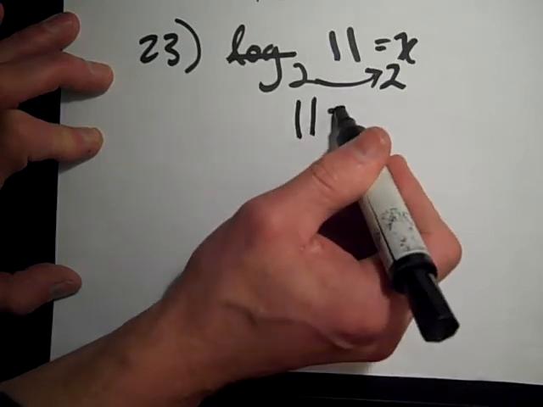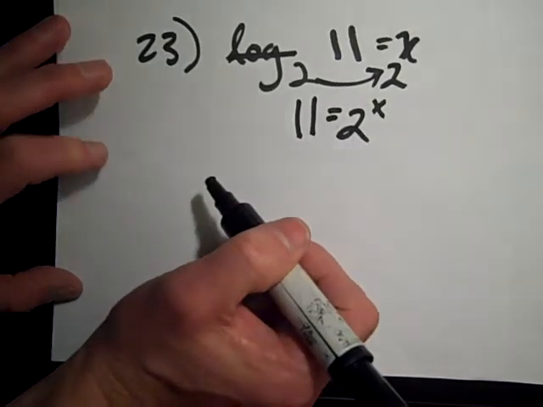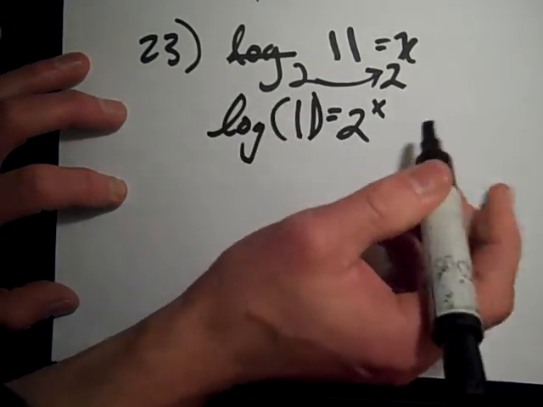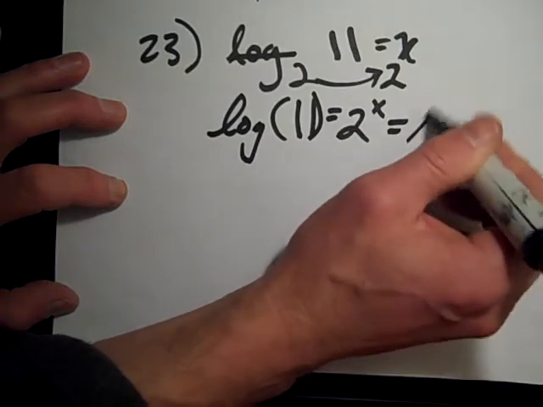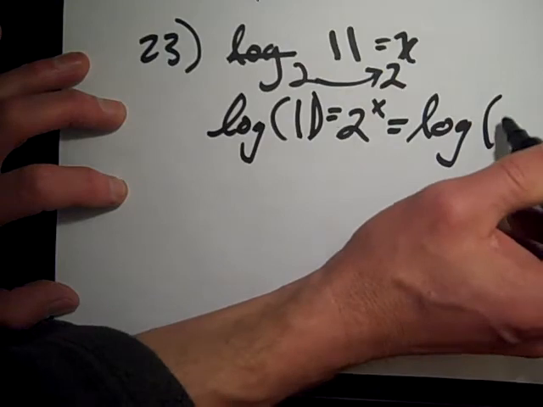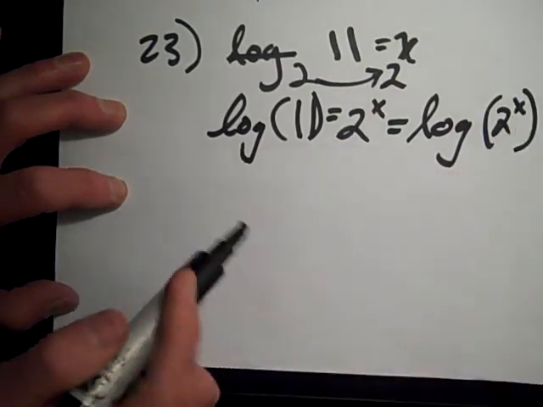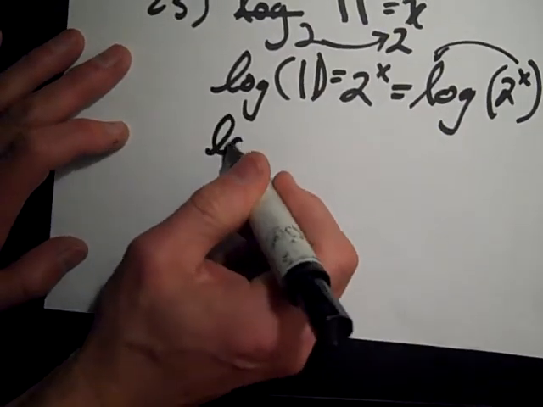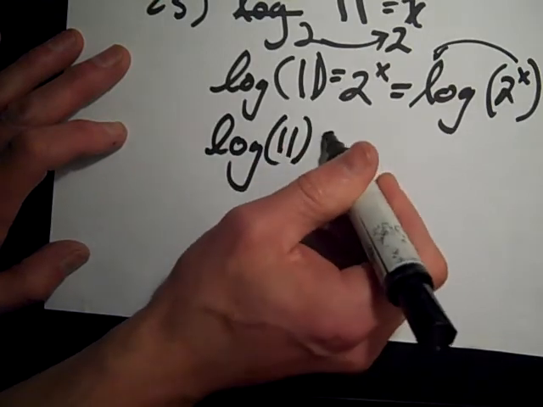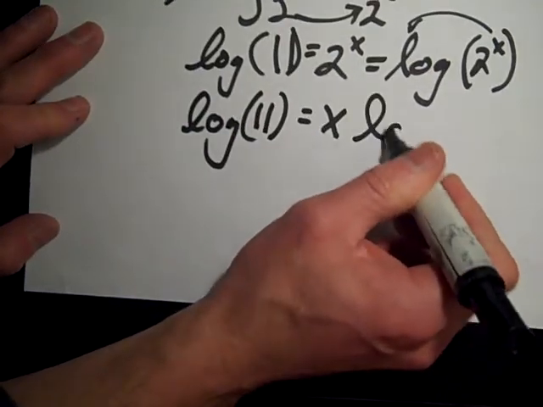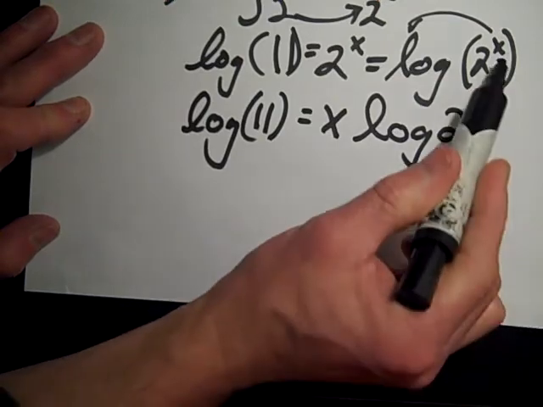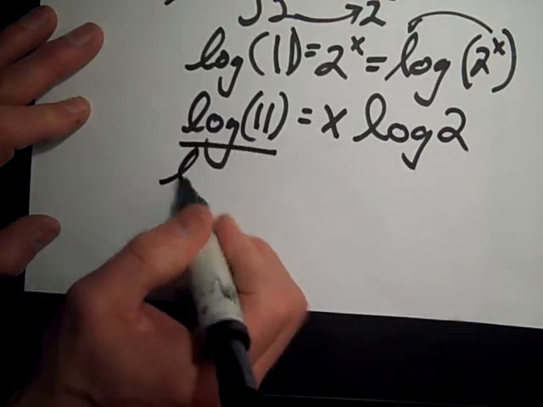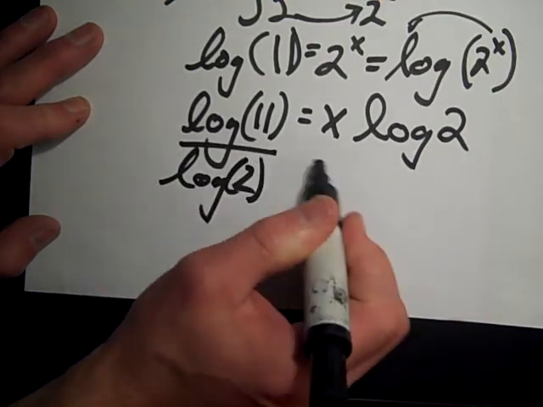I'll just recopy that so you can see it clearly. Now if I take the log base 10 of both sides, the log of this side and the log of this side, log base 10 of 2 to the x, we can use our law of logarithms that brings the x out front. Then the log of 11 is equal to x times the log of 2, because I brought that x out front. I want to get x by itself, so I just divide both sides by the log of 2, and that equals x.